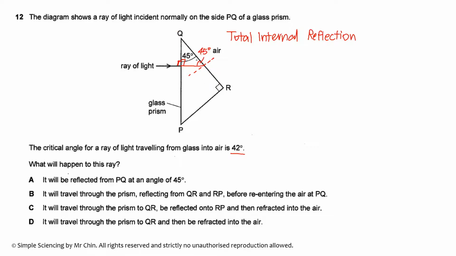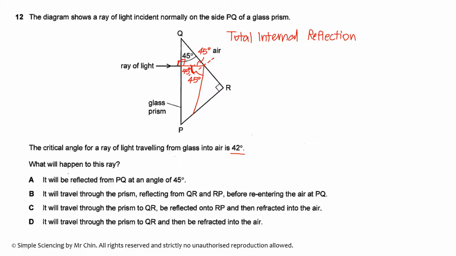Since this is 45 degrees, this angle will also be 45 degrees because the normal is always perpendicular to the tangent QR. So, since the incident angle, which is this 45 degrees, is greater than 42 degrees, total internal reflection will occur. What does this mean? It means that the light ray does not travel out of the surface QR. It will reflect into the glass block again. So this angle will also be 45 degrees because of total internal reflection. The angle of incidence will always be the same as the angle of reflection.